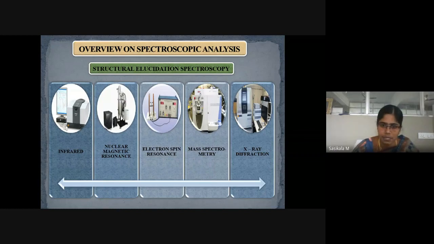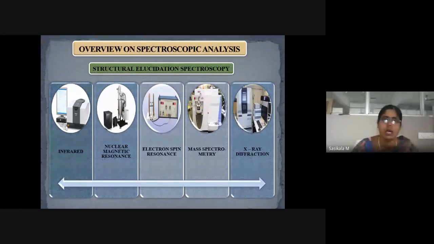Then electron spin resonance spectroscopy, which is mainly applicable for analyzing free radical compounds. Electron spin resonance is not the most important spectroscopy among structural elucidation. After IR and NMR, we will move on to mass spectrometry. But according to your syllabus, ESR is also important to study. It is applicable to analyze free radicals.